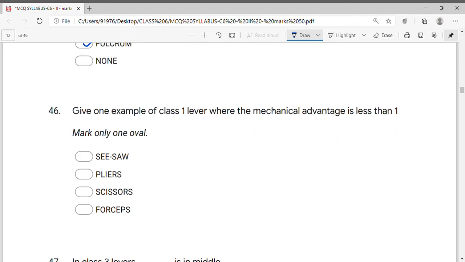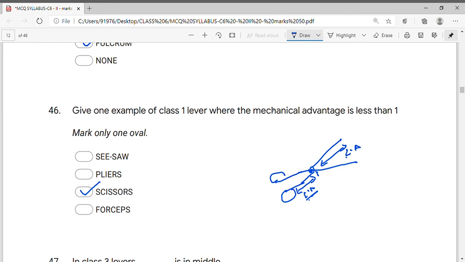Then again over here, less than 1, it is a scissor. In scissor, this part over here is smaller as compared to this part. So this is the load arm. The load arm is more, and the effort arm is this, and this is the fulcrum. So the effort arm is smaller than the load arm.